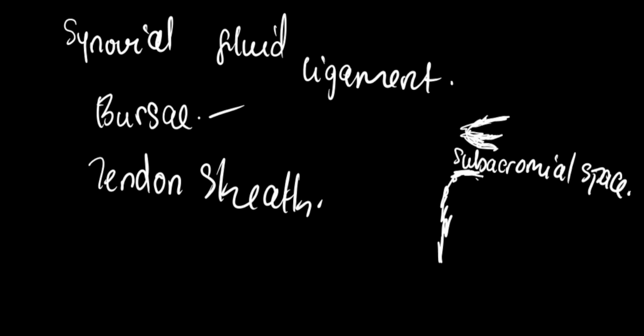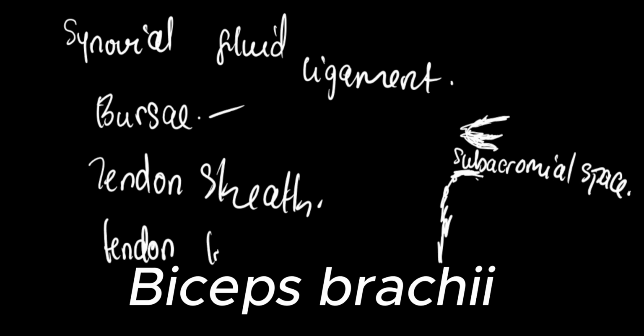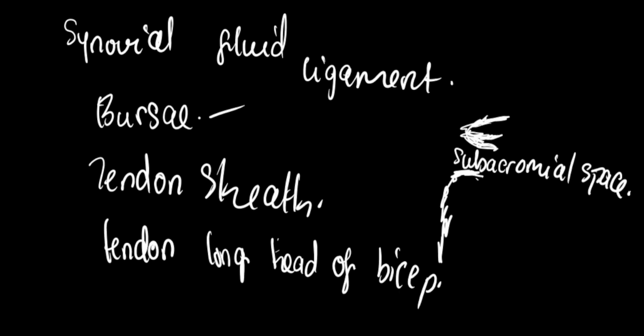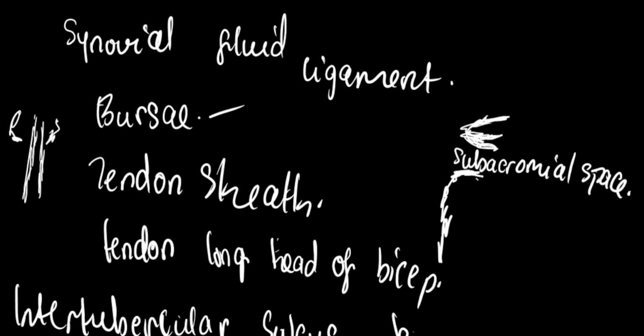A good example would be the tendon sheath that surrounds the tendon of the long head of the bicep. Now the tendon of the long head of the bicep passes through the intertubercular sulcus of the humerus. We have the humerus, we have the greater tubercle of the humerus and the lesser tubercle of the humerus, and between these tubercles we have the sulcus. Okay, now the tendon of the long head of the bicep passes through this intertubercular sulcus or bicipital groove.